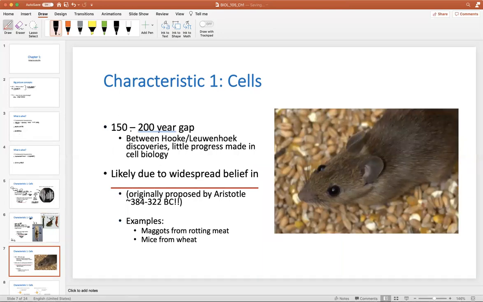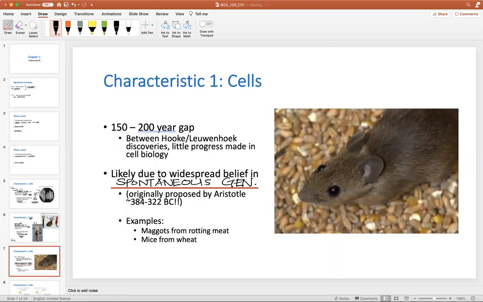After about 150 to 200 years between Hooke and Leeuwenhoek, there was very little progress made in cell biology. People saw them, they're like, hey, they're there, whatever, what's the big deal? And they didn't really think a whole lot more about cell biology, and this is likely due to the very widespread belief in something called spontaneous generation. I am just going to abbreviate that as spontaneous gen.